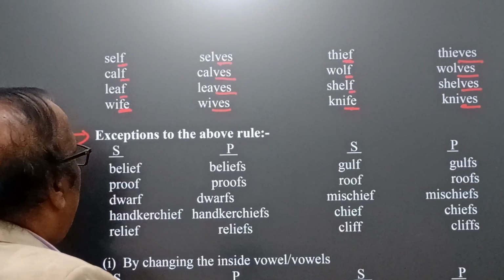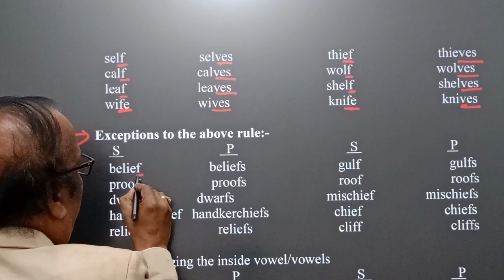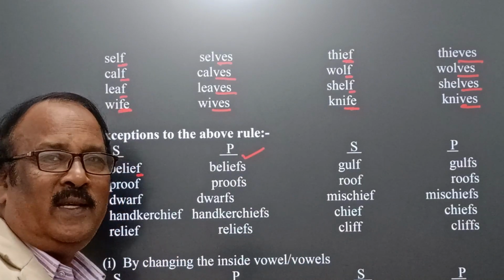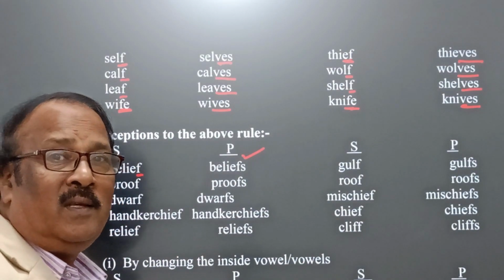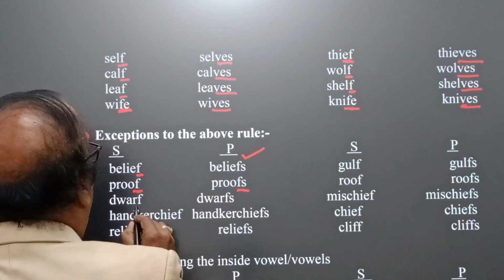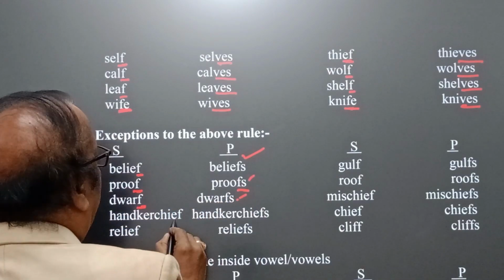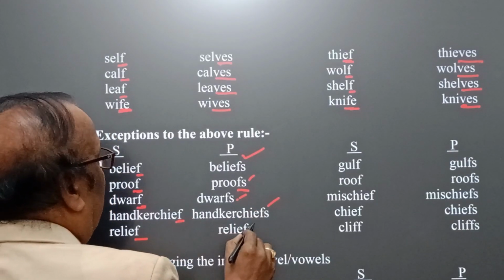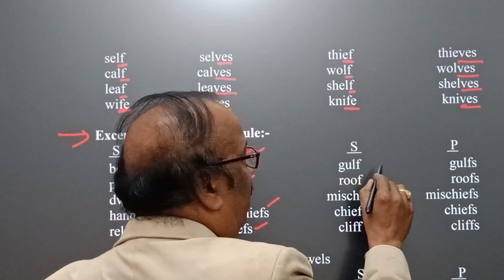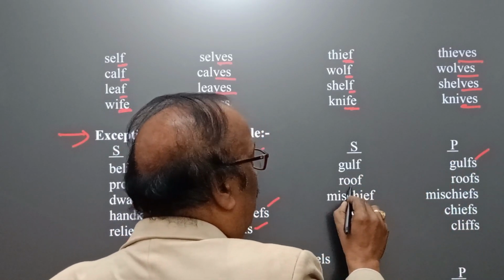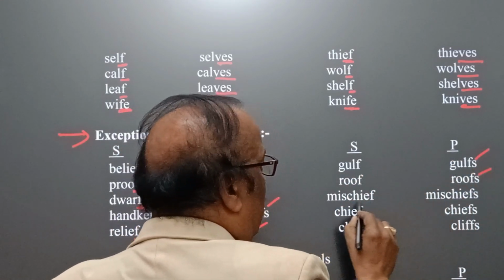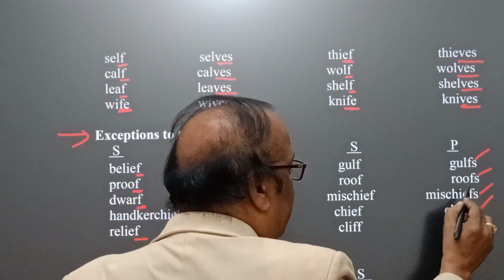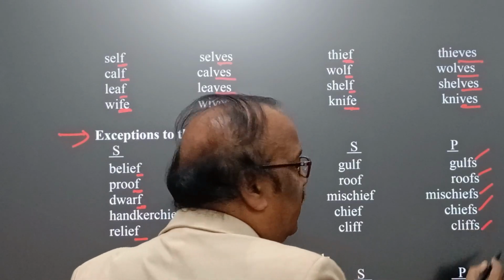Exceptions. Belief, yes, here it ends in f, but we have to write beliefs, not believes. Proof, proofs, dwarf, dwarfs, kerchief, handkerchiefs, relief, reliefs, golf, golfs, roof, roofs, mischief, mischiefs, cheap, cheaps, cliff, cliffs.